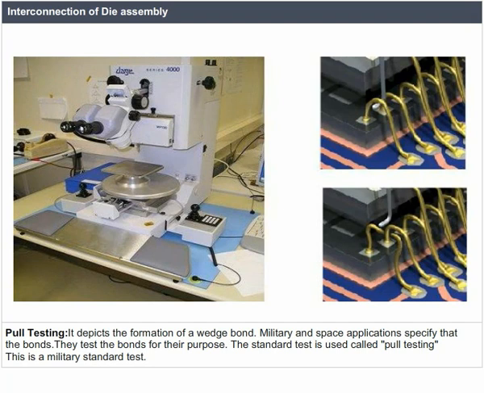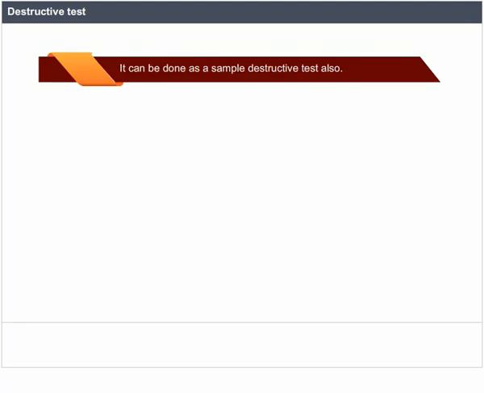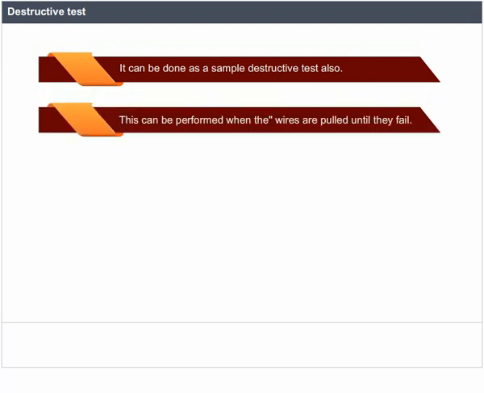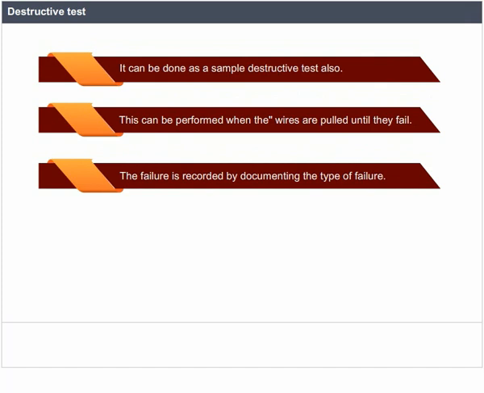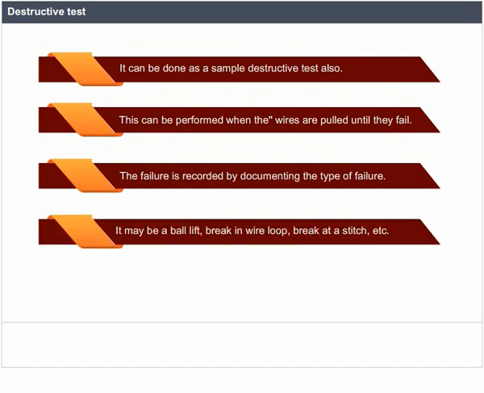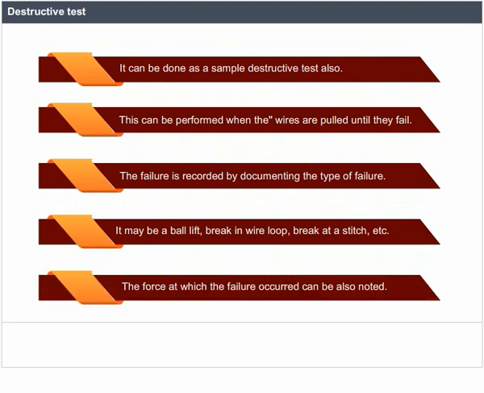Pull testing. Military and space applications specify that bonds be tested. The standard test used is called pull testing. This is a military standard test. Destructive test. It can be done as a sample destructive test also. This is performed by pulling the wires until they fail. The failure is recorded by documenting the type of failure. It may be a ball lift, break in wire loop, break at a stitch, etc. The force at which the failure occurred can also be noted.